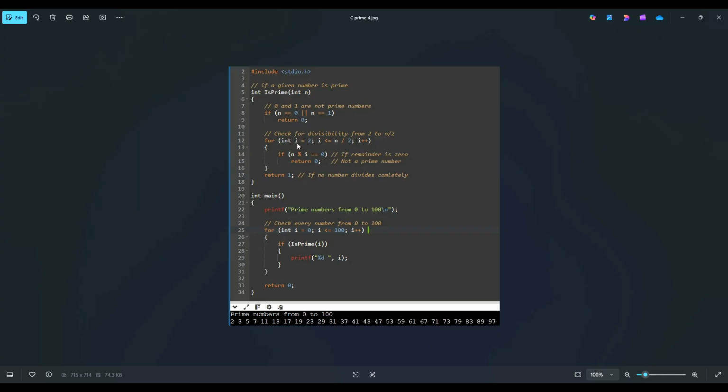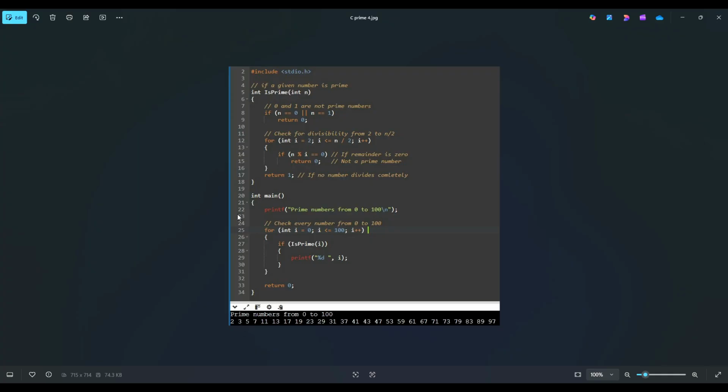And here i is 2, which is less than 3. So 3 divided by 2 is not 0, so it won't divide. It comes here if no number divides. So 3 cannot be divided by 2. That's why it returns 1 here and it prints yes, it's a prime number.